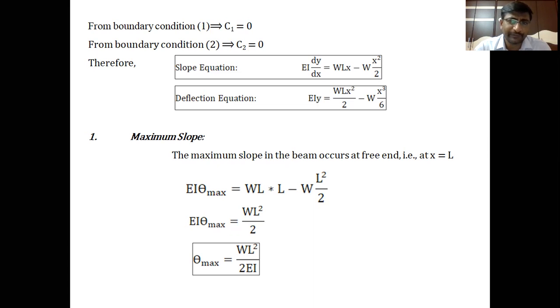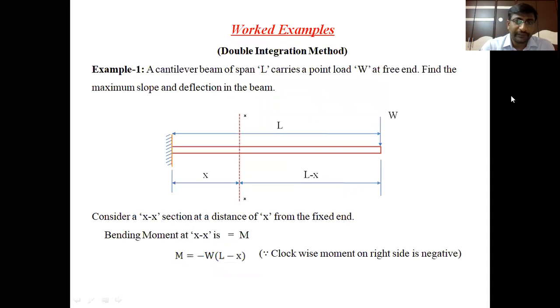So here they ask us to find the maximum slope. Where does the maximum slope occur? In a cantilever beam, the maximum slope is always at the free end. The maximum slope is at the free end, and the maximum deflection is also at the free end. So the maximum slope in the beam occurs at the free end, that is at x equal to l. At the free end, what is the x value?